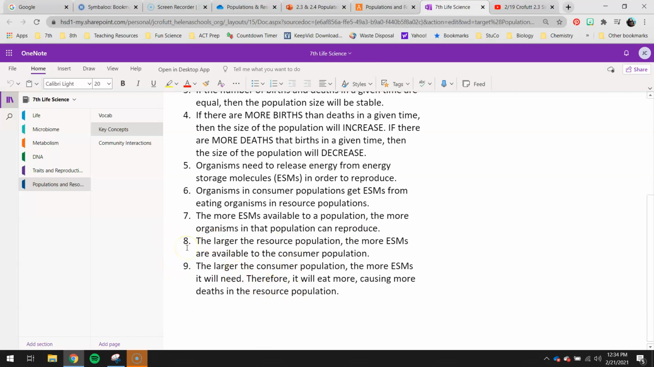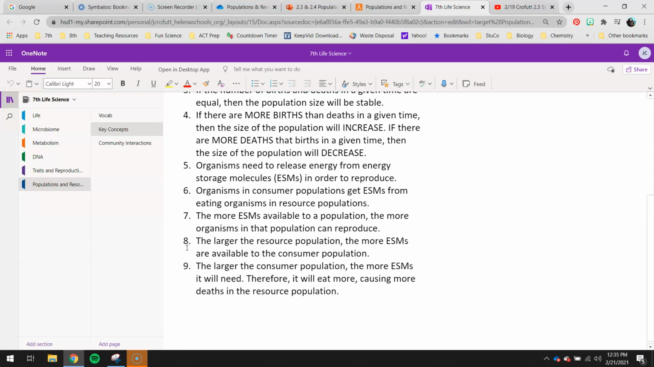Key concept 8 says the larger the resource population, so that's the food source, the more ESMs, or energy storage molecules, are available to the consumer population. So you guys can think about, why are ESMs important? Our last lesson focused on how much ESM or energy we need for a population to reproduce. So think back to our previous units where we talked about how a population increases or decreases based on the number of births and deaths. So how do ESMs and the size of other populations affect that?